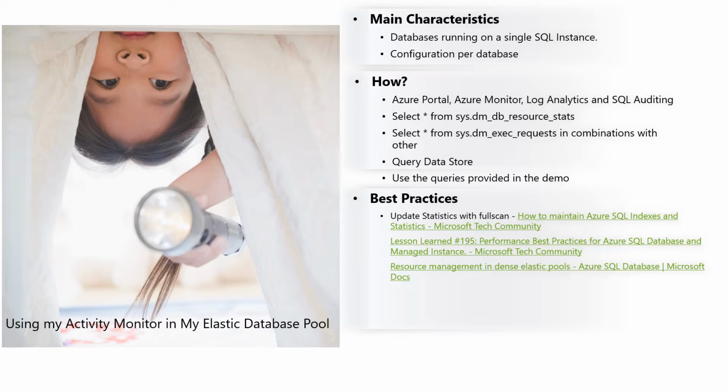Also, about best practices, I think it's very important to remark that in the Azure SQL platform, in the PaaS environment, we don't have the option to rebuild indexes or to update the statistics automatically. So please follow the script that we have in our blog about how to maintain the Azure SQL indexes. Also, I would suggest reviewing lesson learned 195, to obtain the best performance practices for SQL DB and managed instance, and reading the specific link that we have about resource management in dense Elastic pools. It's very good information about best practices in terms of Elastic pools.